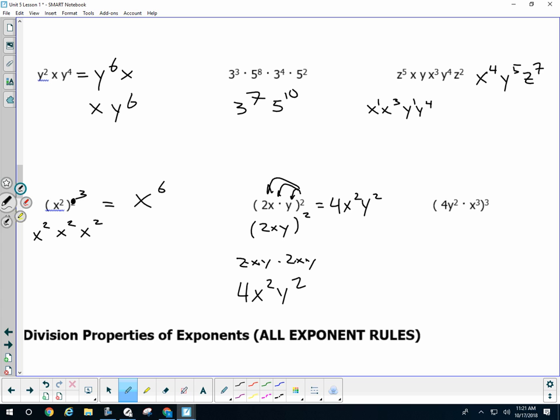So do this one. 4y squared times x cubed cubed. I missed some.